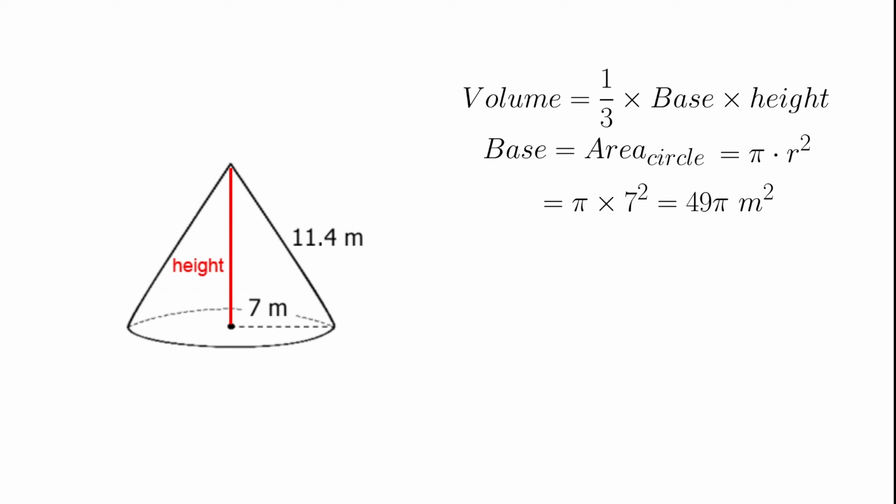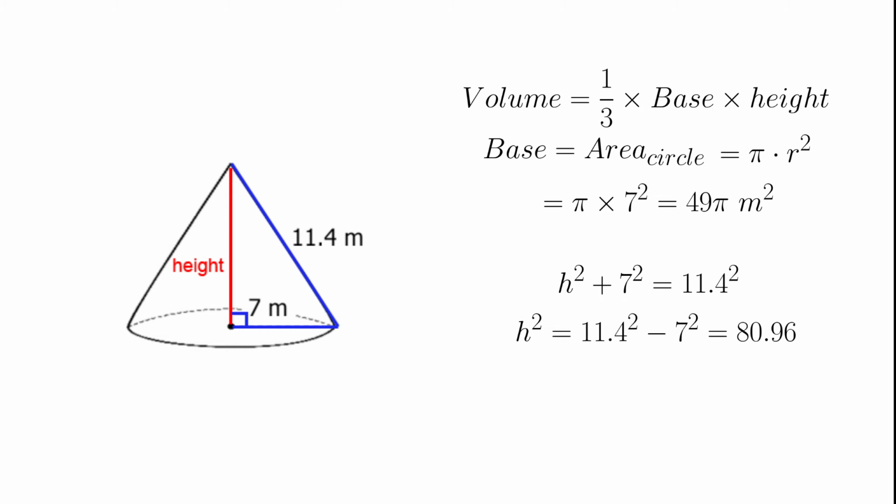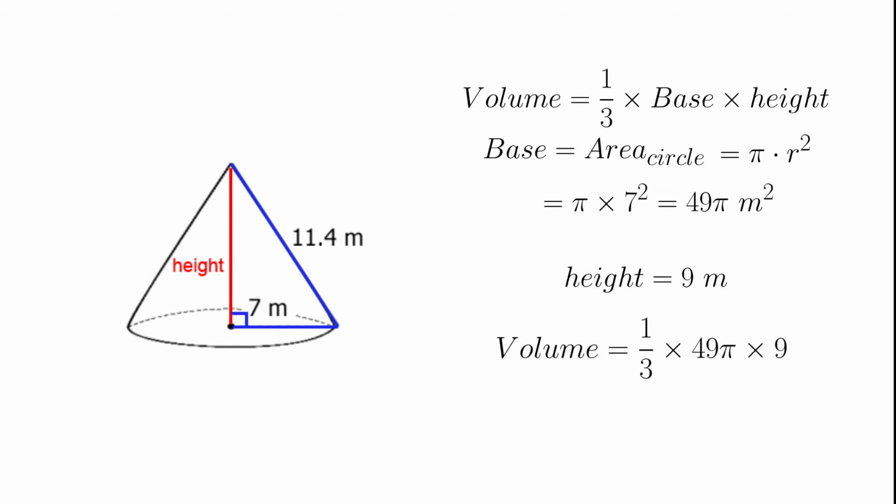Notice, however, for this cone, we don't have the height. Instead, we have what is known as the slant height, which is the 11.4. To find the height, we use Pythagorean theorem between the radius, the height, and the slant height and solve for the height. Now we have the height. We just plug in 1/3 times base times height to get our final answer of 147 pi or 461.58 meters cubed.